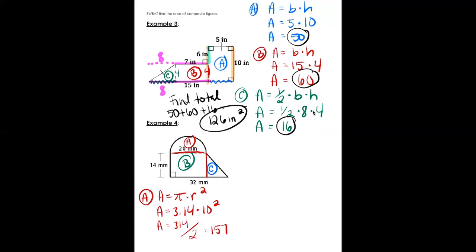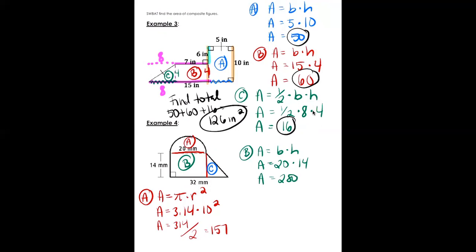Now, section B is a rectangle. Area equals base times height. Do I use 32 or do I use 20? What do you think? Think about it. This is 20, right? So this is 20. 32 is this whole thing. So we're going to use 20. The height is obvious, it's 14. So 20 times 14 gives me an area of 280.